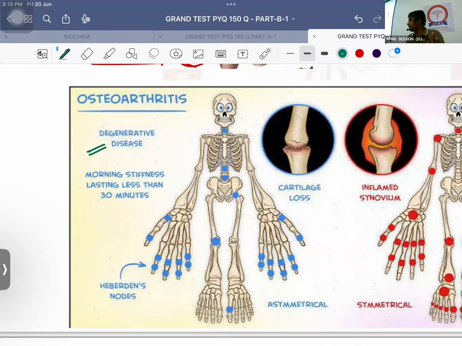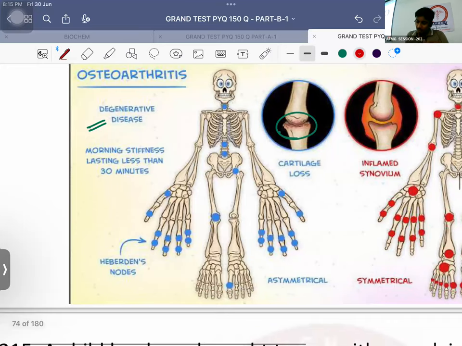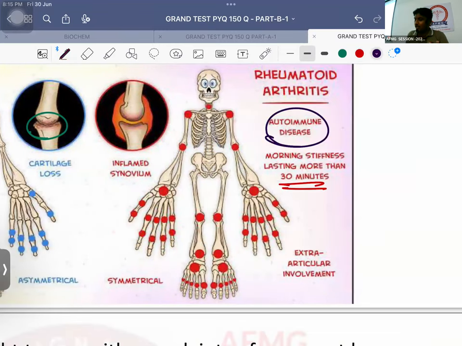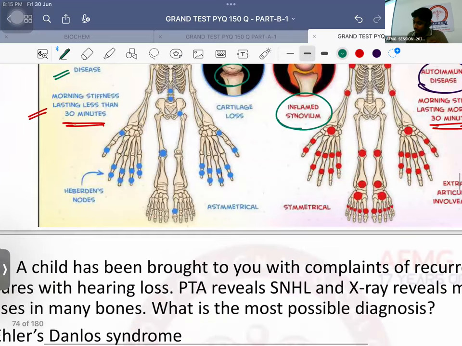Osteoarthritis is a degenerative disease. Why I called it degenerative? Because it is due to damage to the articular cartilage, due to which both the bones will friction over each other. Okay, important. There is cartilage loss, as you can see. And apart from that, there can be osteophytes which will be formed. There will be morning stiffness, but it will be less than 30 minutes. In RA, it will be more than 30 minutes. RA is an autoimmune condition. Anti-CCP antibodies are formed, which will damage the synovium. And there is inflammation of the synovium, which is seen. Okay, no issues with this.